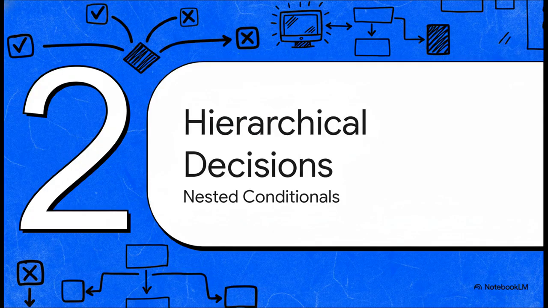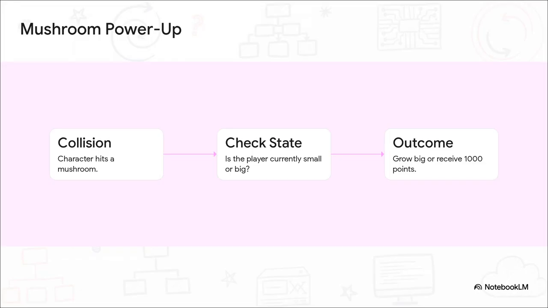Okay, let's move right into our second pillar, hierarchical decision making, or as programmers like to call it, nested conditionals. If loops handle the repetition, conditionals handle the intelligence. This is how software adapts its behavior based on its current state using branching decision paths.